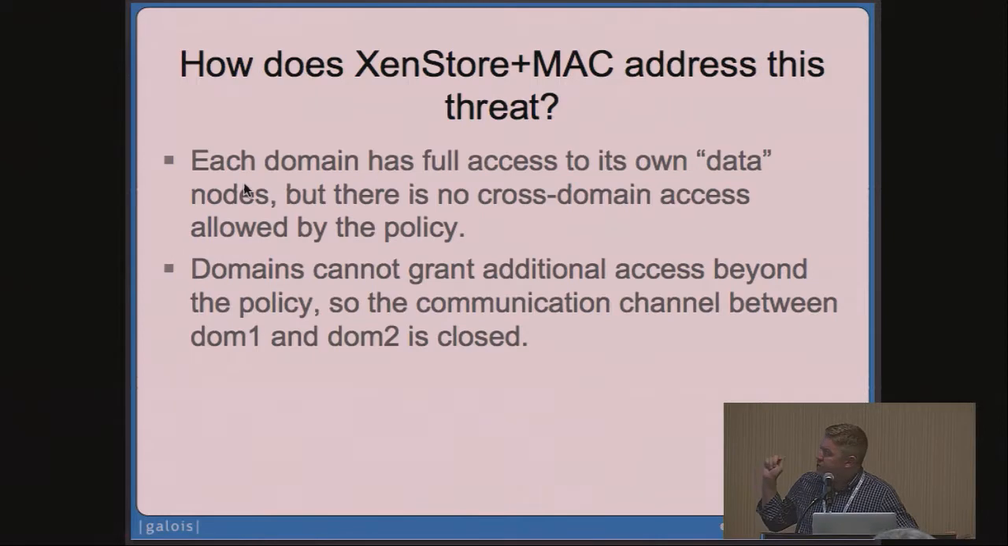Well, so each domain has access to the nodes that it owns, but what we explicitly don't see in here is anything that allows any sort of cross-domain access. And unless we write those rules, that access just can't occur because we have not given the domains the ability to change the permissions of their nodes. So this is how we close that information flow between DOM1 and DOM2, by making more fine-grained security decisions, by actually looking in XenStore operations.